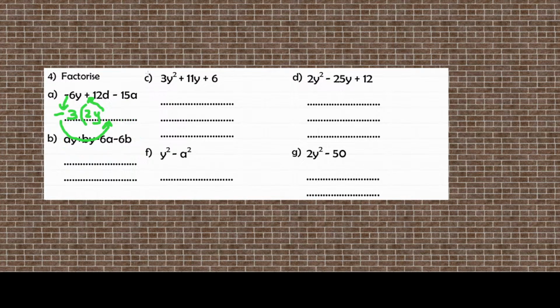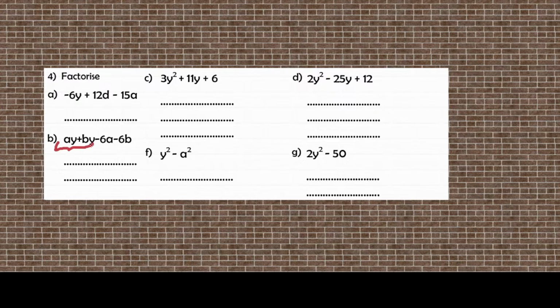Then comes question B. ay plus by minus 6a minus 6b. Do we see a factor which is common to all 4 terms? No, right? There is no factor which is common to all 4 terms. So when that's the case, we use a special technique. What's that technique called? That's factorizing by grouping. So let's group it.